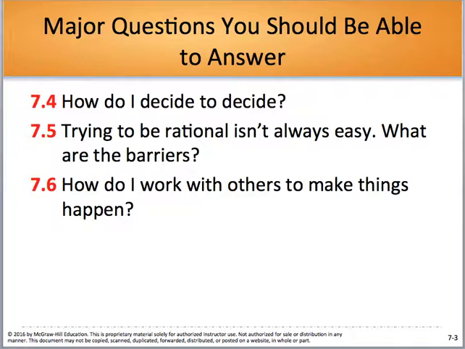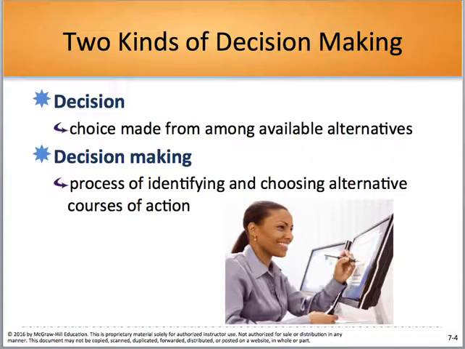You should also be able to answer the question of how do you decide to decide. And trying to be rational isn't always easy, so what are the various barriers? And how do you work with others to make things happen? So let's look at the two kinds of decision making. A decision is a choice that we make after we look at various alternatives, and decision making is the process of how we identify and choose which alternative courses of action to take.